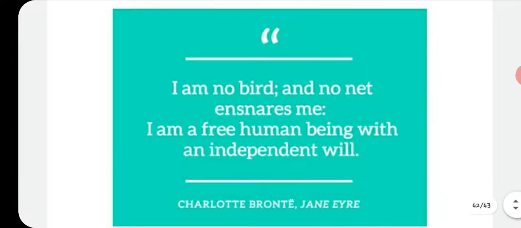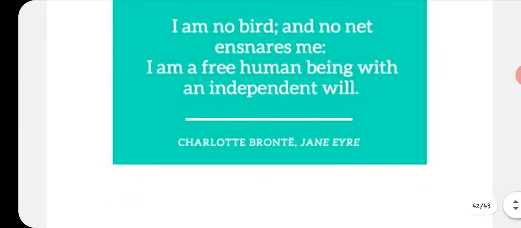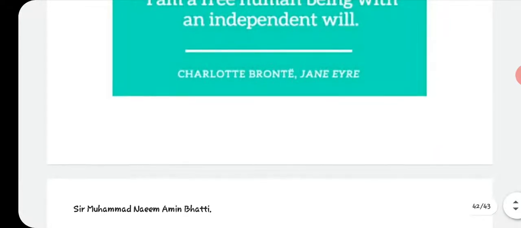We will conclude our lecture with the quotation from Charlotte Bronte: I am not a bird, and no net ensnares me. I am a free human being with an independent will. That was the quotation from Charlotte Bronte in Jane Eyre, which is an autobiographical novel by her.